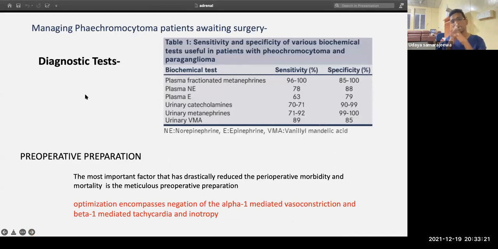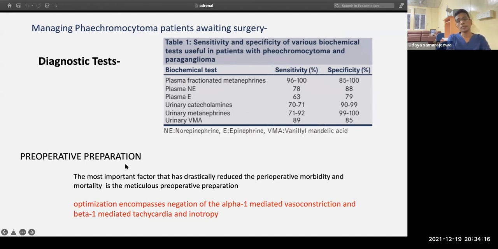A few words on managing pheochromocytoma patients, because as surgeons, you should know when your patient is ready to be taken to theater. The main problem of pheochromocytoma is the excess production of adrenaline and noradrenaline. A few words about diagnostic tests. These are the diagnostic tests we use with their relative sensitivities and specificities. Nowadays, the most important test to diagnose pheochromocytoma is plasma metanephrines, with very high sensitivity and specificity. Earlier, we used VMA, but now VMA is used basically as a screening investigation rather than a diagnostic investigation.